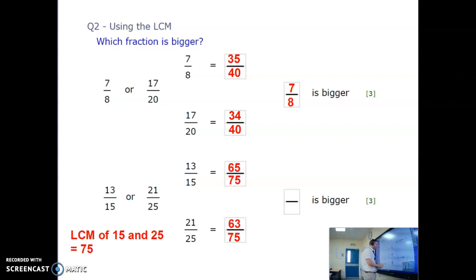So when I take that, we say, what did I times 15 by? I timesed it by 5. Do the same on the top. And over here we've times by 3. Do the same to the top. Now we've got comparable fractions. And it's clear that this one, 65 over 75, is larger, greater than 63. And therefore 13 over 15 is the larger fraction.